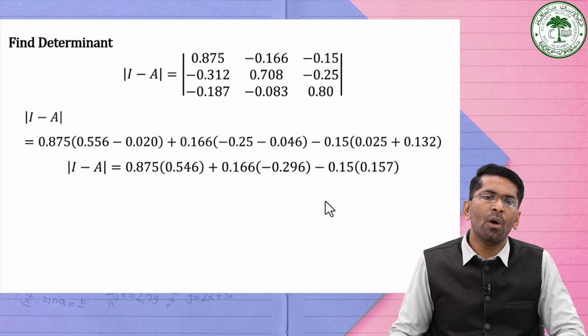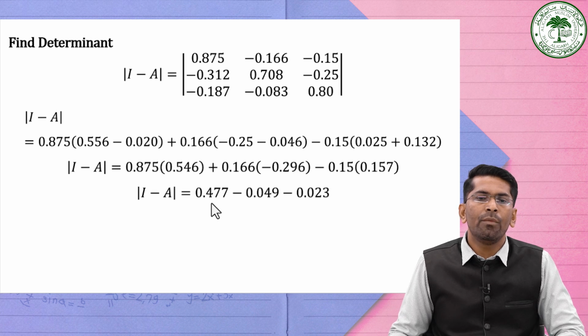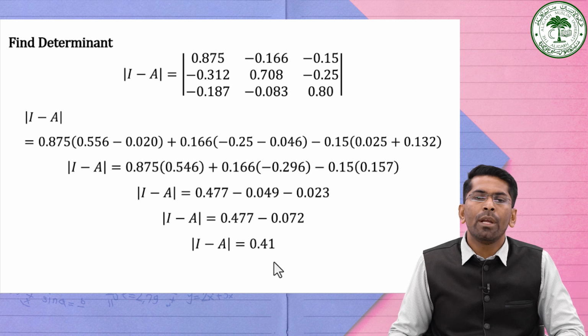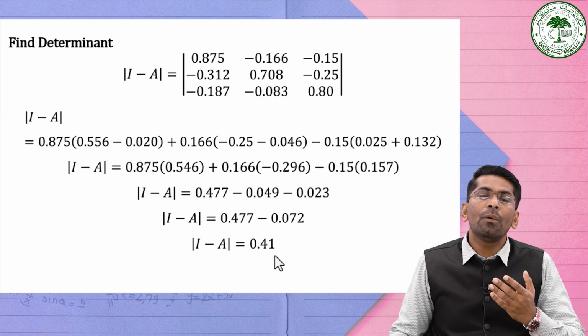0.157. Now if we multiply, we get 0.477 minus 0.049 minus 0.023, which is equal to the determinant value 0.41. So here the determinant value is equal to 0.41. Now we are going to calculate the inverse of this given matrix.